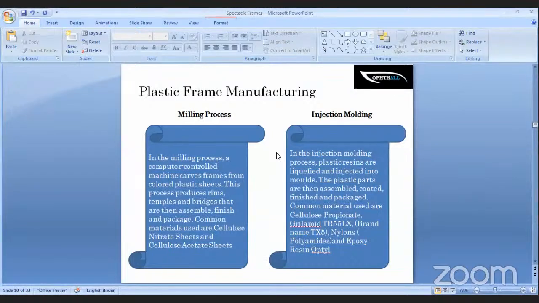For injection molding process, plastic resins, either in the form of liquid or in the form of granules, are injected into the molds. The plastic parts are then assembled, coated, finished, and packaged. Common materials used for injection molding process are celluloid propionate, acrylamide, Trivex, TR55, which is a brand name of TX5, nylons, polyamide, and epoxy resin Optyl, which is no more available.